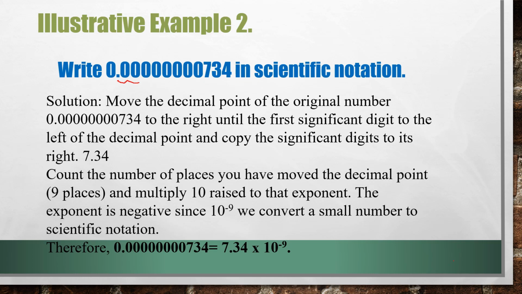So that is 1, 2, 3, 4, 5, 6, 7, 8, and then 9. You move the decimal point going to the right 9 places. So count the number of places you have moved the decimal point, that is 9 places, and multiply by 10 raised to that exponent. The exponent is negative since 10 raised to negative 9. We convert a small number to scientific notation. So therefore, the given is equivalent to 7.34 times 10 raised to negative 9. Take note, if our given is a small number, our exponent must be negative.